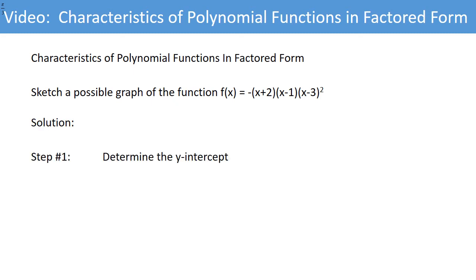Here is the solution. Step number 1, determine the y-intercept. If you remember back to grade 11, to find the y-intercept, you let x be equal to 0. When we do that, we will substitute in 0 for the equation, wherever we have the letter x. When we solve that, we get the value of 18. So we know that the y-intercept is at 18. The coordinate would be (0, 18).